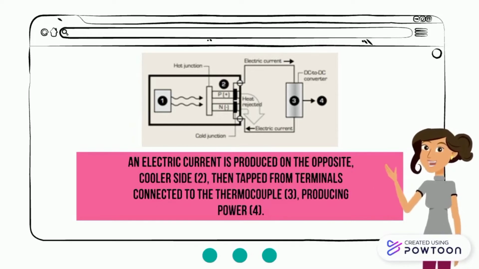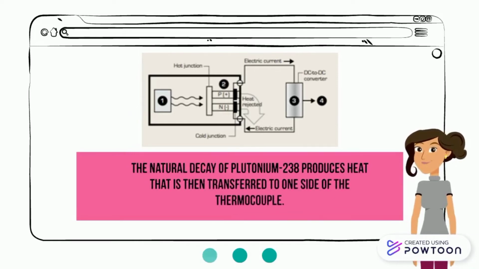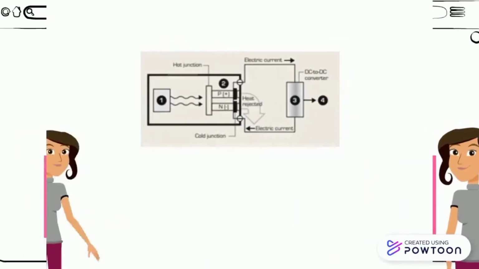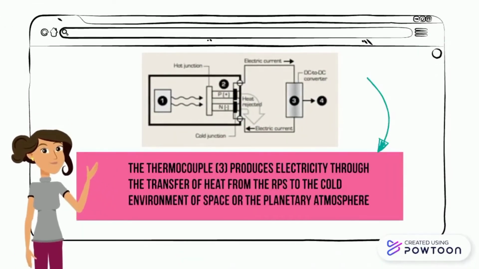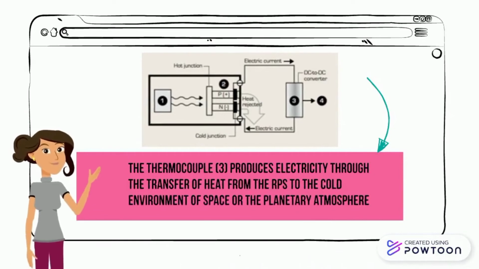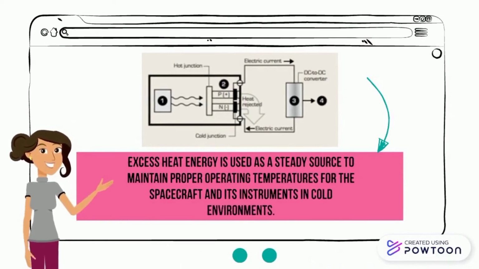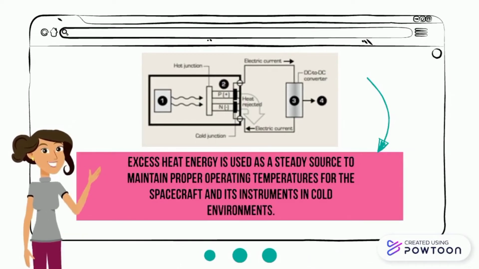RTGs work by converting thermal energy into electrical energy through devices known as thermocouples. The natural decay of plutonium-238 produces heat, which is then transferred to one side of the thermocouple. The thermocouples, which are at 3, produce electricity through the transfer of heat from the RPS to the cold environment of space, or the planetary atmosphere. Excess heat energy is used as a steady source to maintain proper operating temperature for the spacecraft and its instruments in cool environments.